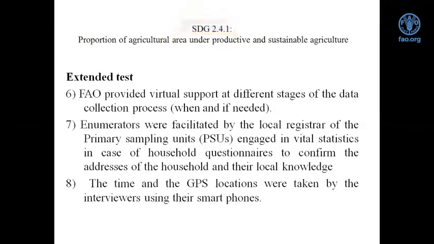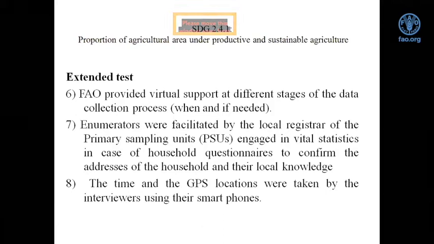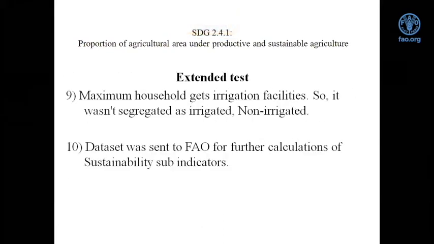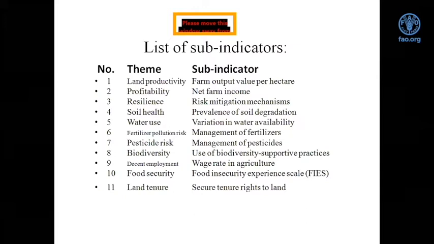And FAO also provided virtual support at different stages of the data collection process. Enumerators were facilitated by the local register of the PSUs engaged in vital statistics, in the case of household questionnaires, to confirm the address of the household and their local knowledge. The time and the GPS locations were taken by the interviewers using their smartphones. Most households get irrigation, that's why irrigated and non-irrigated were not separated, and the data set was sent to FAO for further calculations of sustainability sub-indicators. The list of sub-indicators, you are seeing 11 sub-indicators.